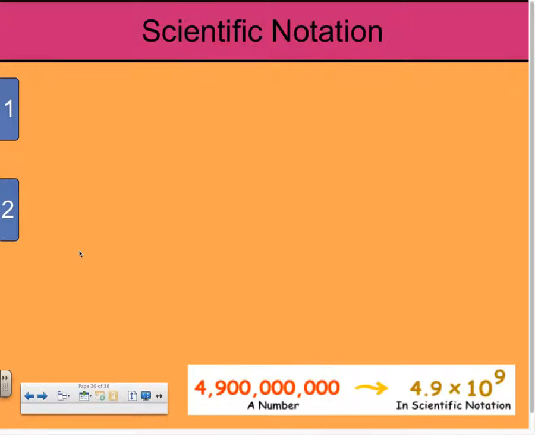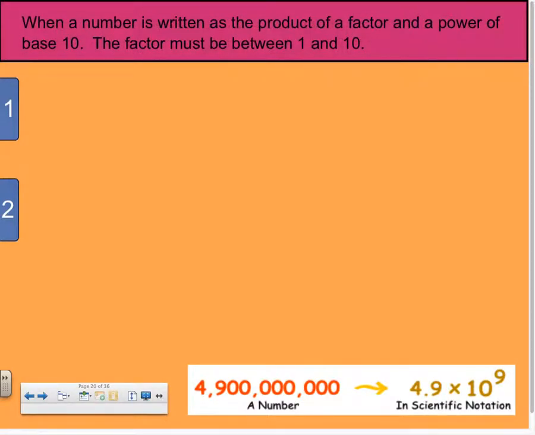All right? So, as remember, the I can statement that we covered, the goal is to be able to write large and small numbers using scientific notation. Well, how do we do that? Well, we need to remember this. When a number is written as the product, okay, product means what's happening there? Multiplication, right? When it's written as a product of a factor and a power of base 10, the factor must be between 1 and 10. All right. Well, what does that mean? Take a look at example 1, please.